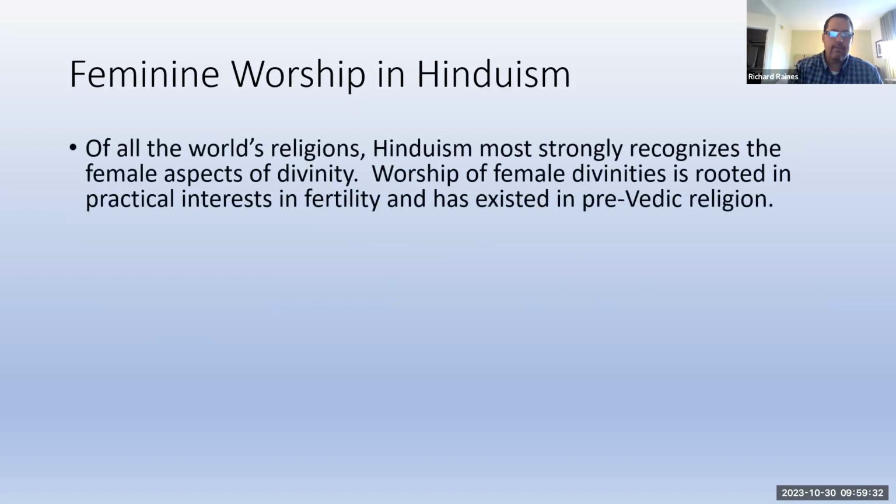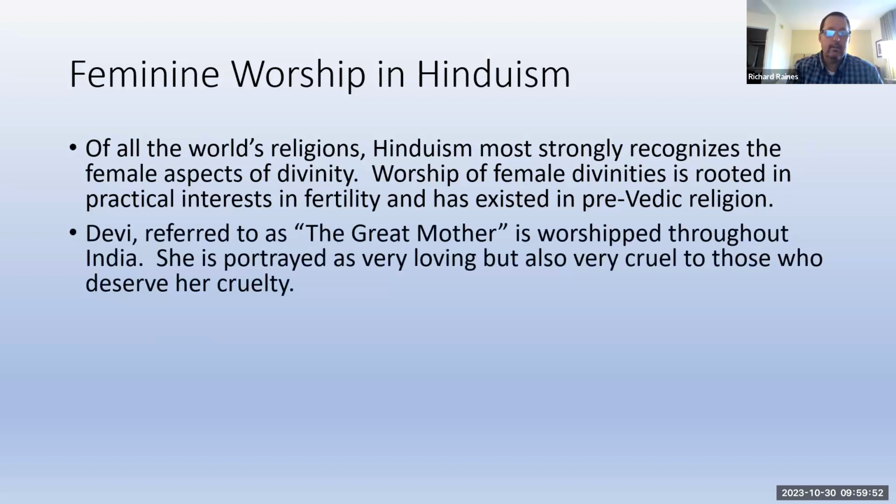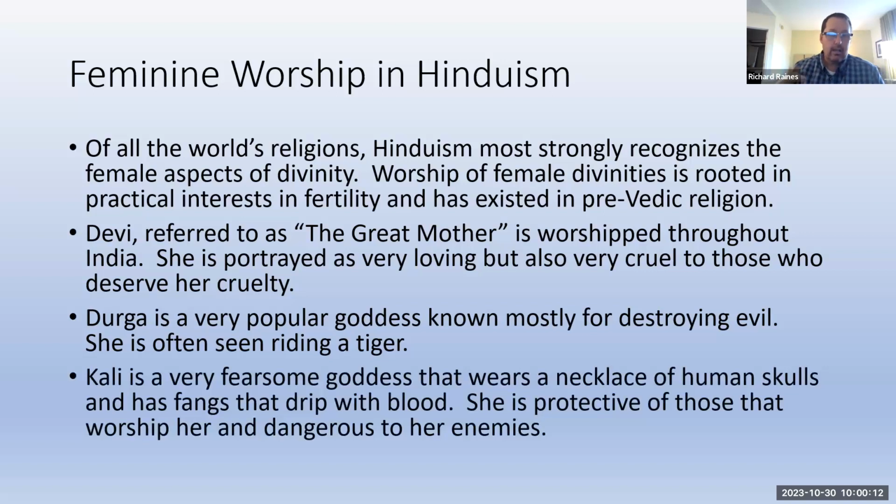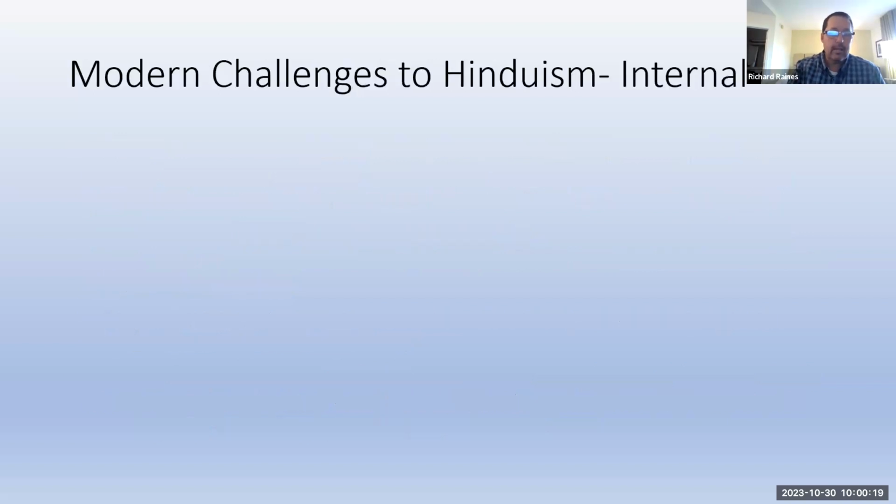A lot of goddesses, a lot of feminine worship in Hinduism. Female divinities is really a part of the religion. If you were to go back in time to the 2000, 1500 BCE, you would really see it associated with fertility. Life is important, right? Because you have death, then you have life, and so fertility among women is how the new life begins, right? So Devi is often referred to as the Great Mother. Very popular for destroying evil, often seen riding a tiger. Kali is this fearsome goddess, wears a necklace of human skulls. That's pretty hardcore. Very protective.